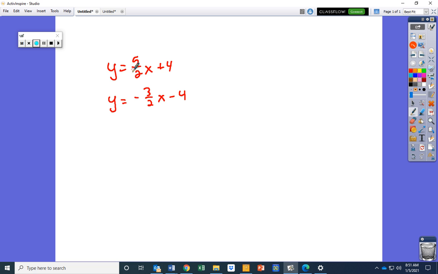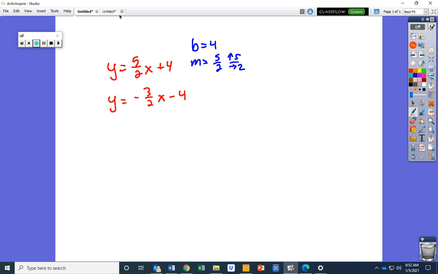Can I graph this first one? Okay, everybody tell me what the y-intercept of this first one is. Does everybody understand that that's 4? Okay, what's the slope of this first one? 5 over 2. So I can say up 5 and over 2. Before I go any further, does everybody understand that? Then let's graph that point.